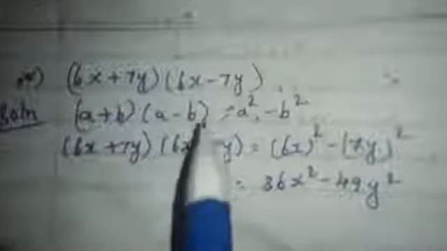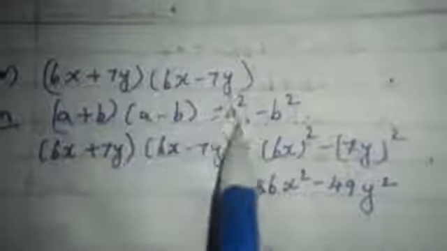Let's see one more sum from that exercise: find the product of the given algebraic expression using the identity (a + b)(a − b) = a² − b². That is (6x + 7y)(6x − 7y). It is in the form of (a + b)(a − b). This product can be written as a² − b². That is, (6x + 7y)(6x − 7y) is equal to (6x)² − (7y)².